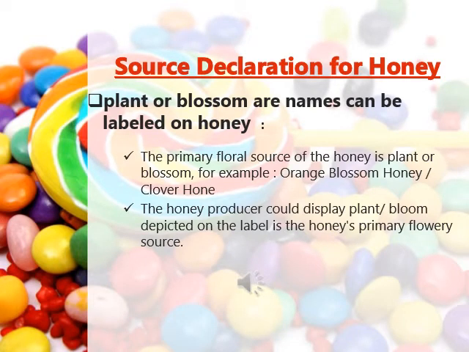Now we will talk about source declaration for honey. Plant or blossom names can be labeled on honey. The primary floral source of the honey is the plant or blossom, for example, orange blossom honey, clover honey. The honey producer could display plants depicted on the label if it is the honey's primary floral source.